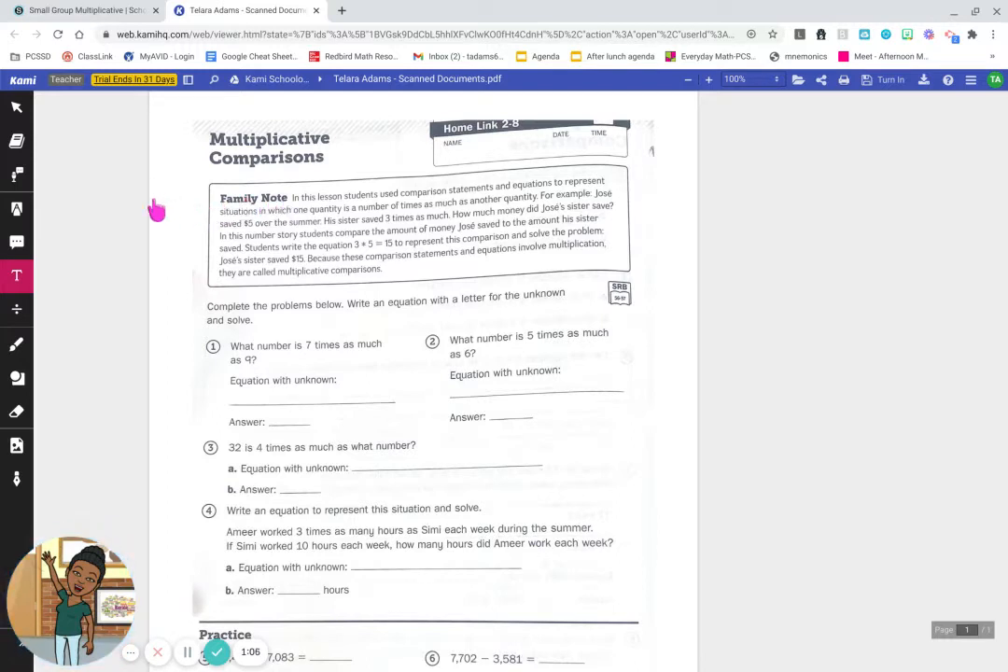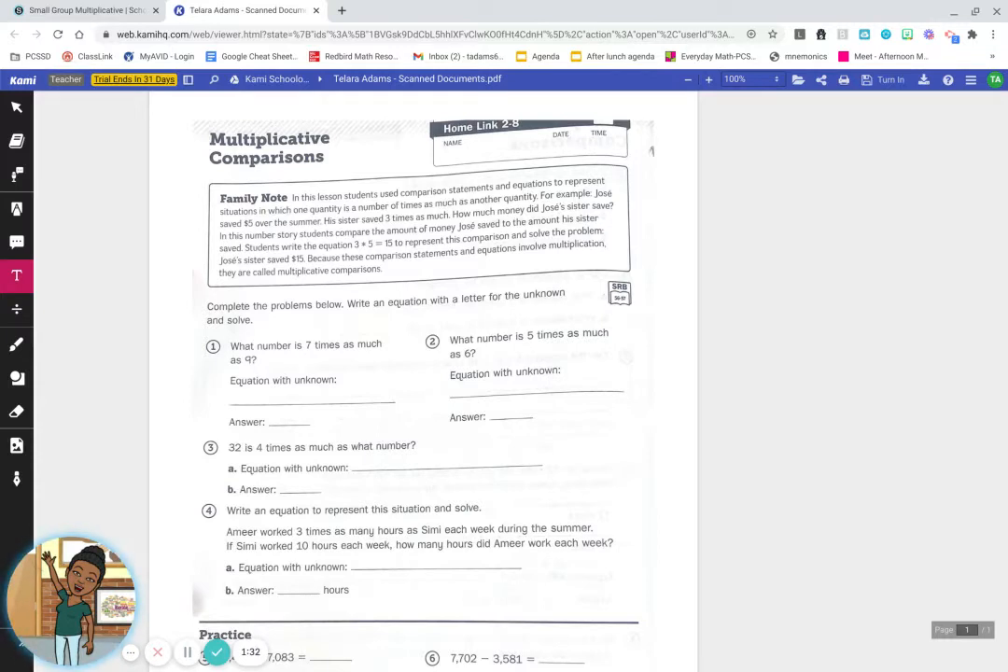In this lesson, students used comparison statements and equations to represent situations in which one quantity, or number, remember, is a number of times as much as another quantity. For example, Jose saved $5 over the summer. His sister saved 3 times as much. How much money did Jose's sister save?